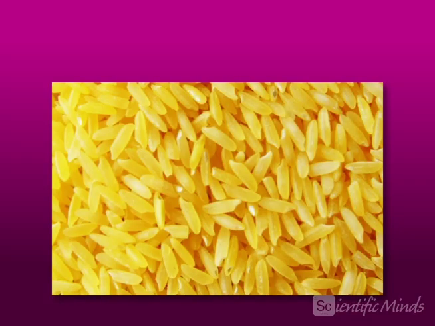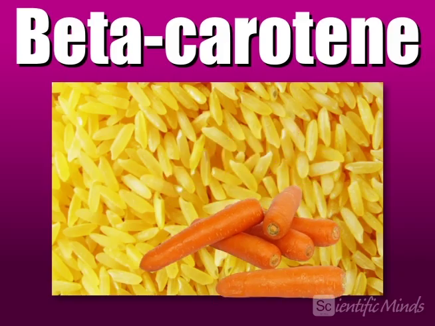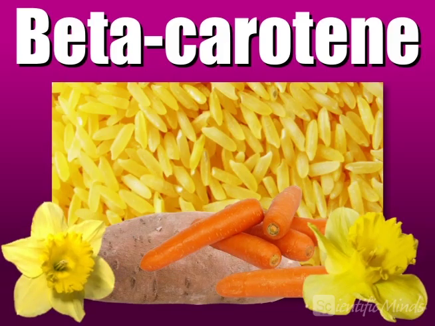The golden color of the rice is an indicator of the abundance of beta-carotene, a nutrient found naturally in orange vegetables such as carrots and sweet potatoes, and in some golden flowers like daffodils.